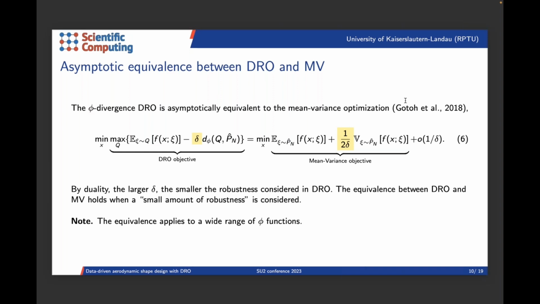So if we consider this equivalence, the equivalence between DRO and the variance holds when a smaller amount of robustness is considered, because of this term. We note too that this equivalence that these authors have established applies to a wide range of different phi divergences.